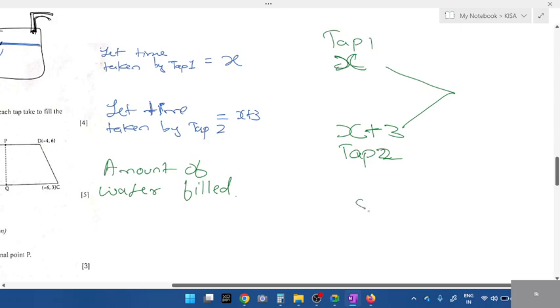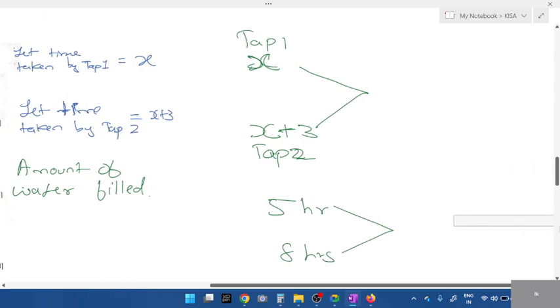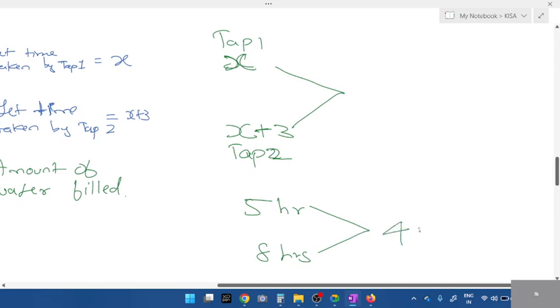Okay, instead of this, if I take 5, time taken is 5 hours. So tap 2 is 5 plus 3, 8 hours. So we need to take LCM here. If you take LCM, what's the LCM for 5 and 8? What's the LCM you get? 40.